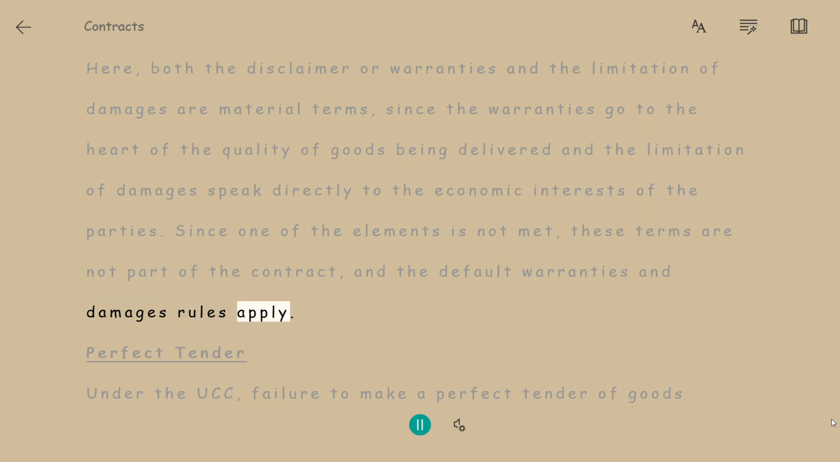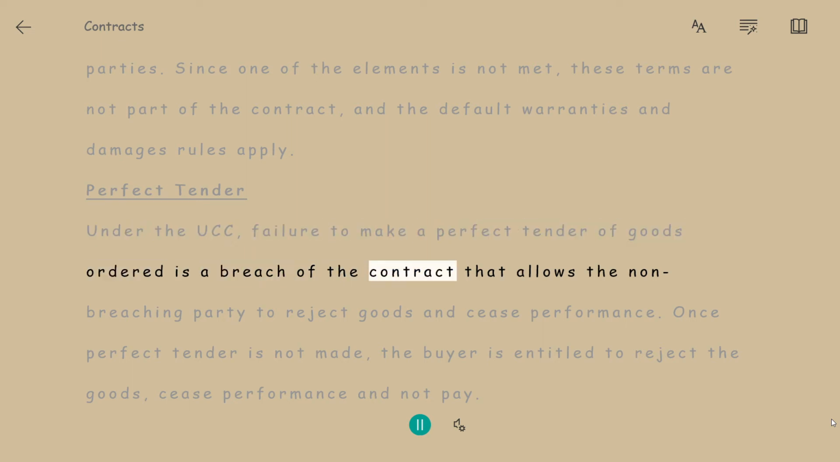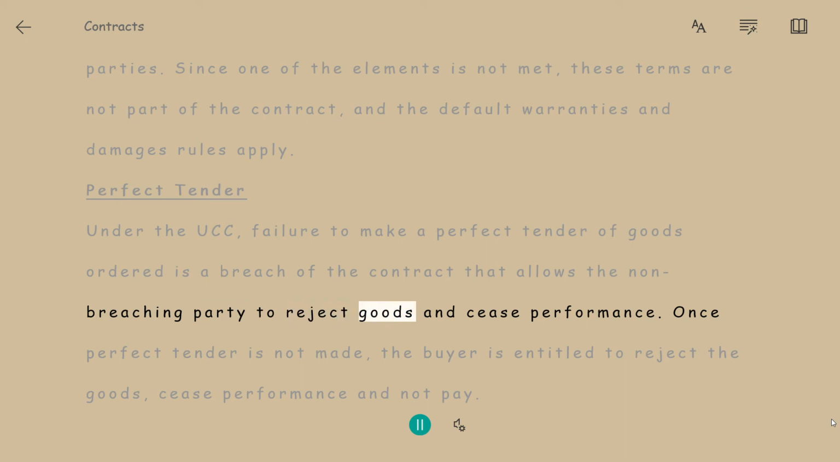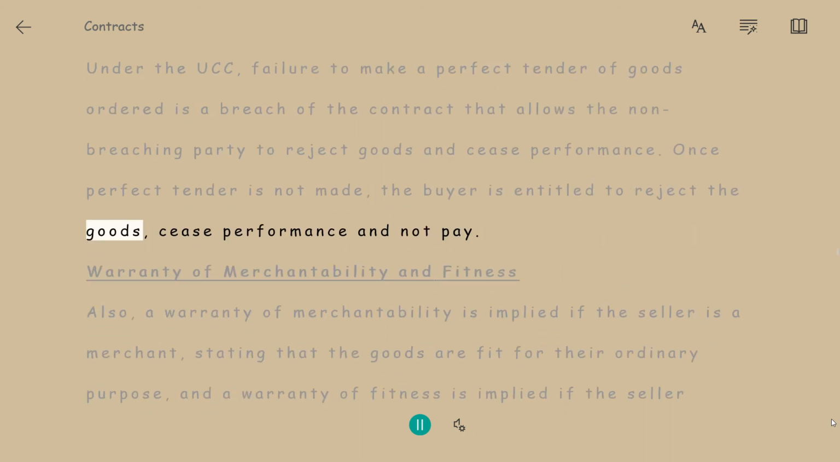Perfect tender. Under the UCC, failure to make a perfect tender of goods ordered is a breach of the contract that allows the non-breaching party to reject goods and cease performance. Once perfect tender is not made, the buyer is entitled to reject the goods, cease performance, and not pay.